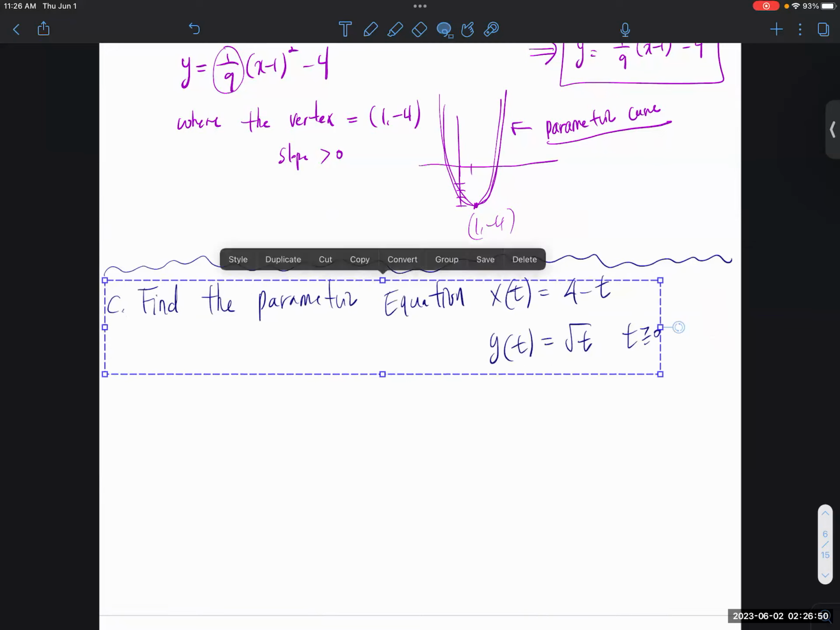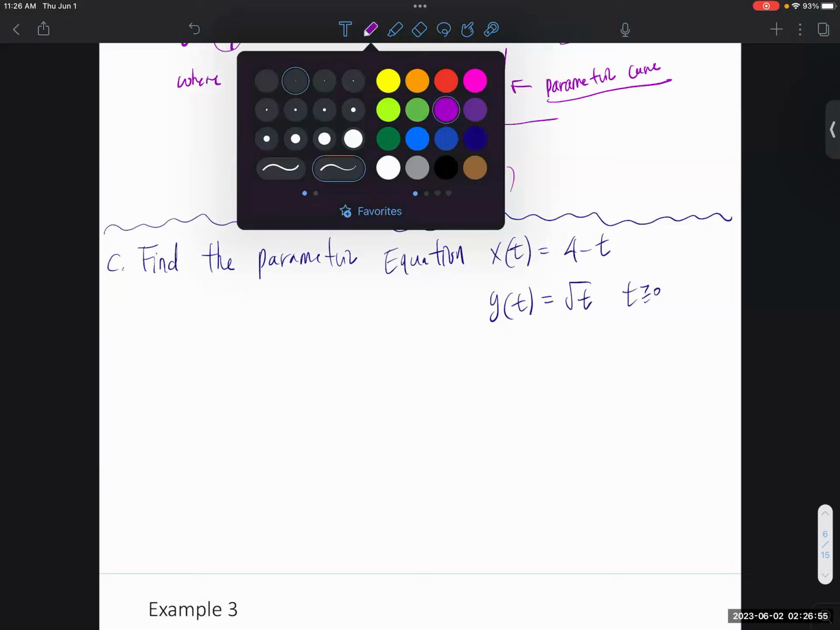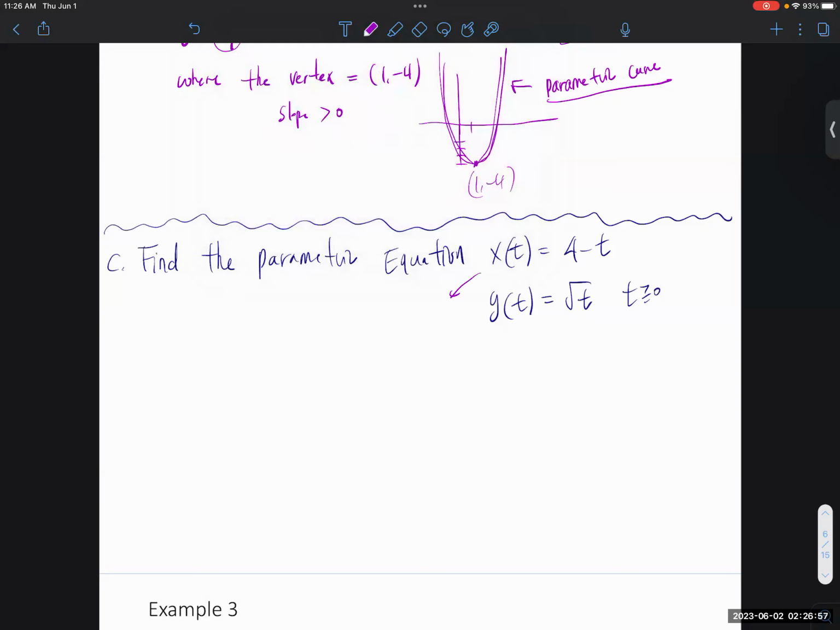I'm going to make it a little bit smaller. So I'm going to resolve it, right? We're going to rewrite it. That means x equal to 4 minus t. So you can solve for t. So x minus 4 equal to negative t, divided by negative. T will be 4 minus x.